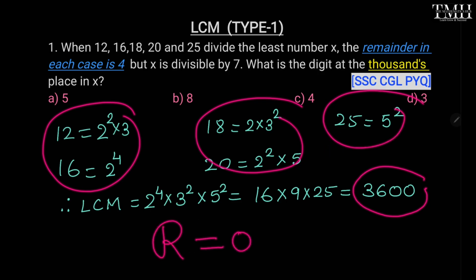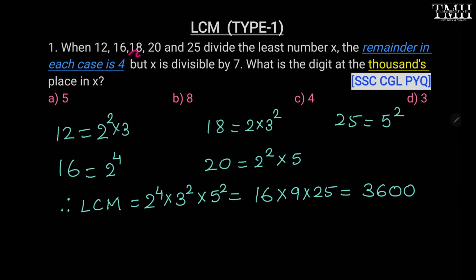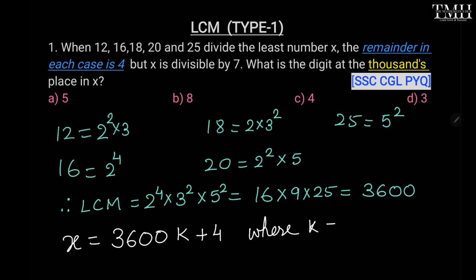But according to the question, the remainder is 4 in each case. So the number will be x is equal to 3600k plus 4, where k is equal to 1, 2, 3 and so on. Now let's proceed towards the solution.